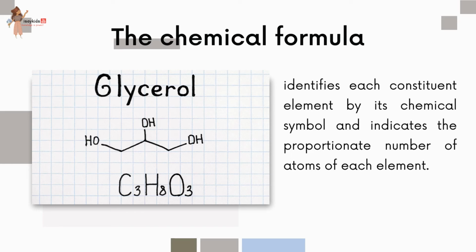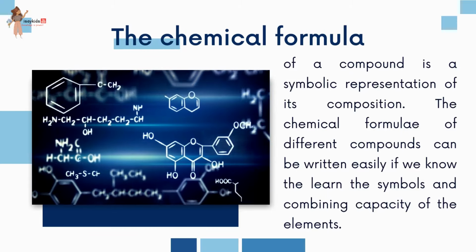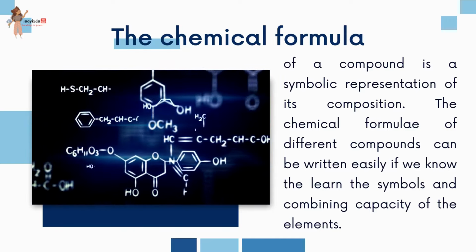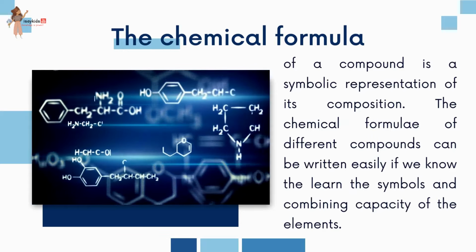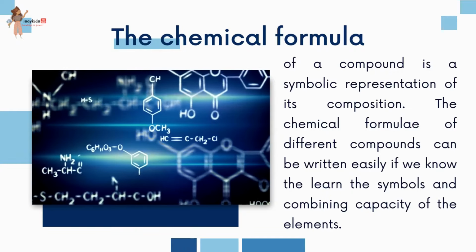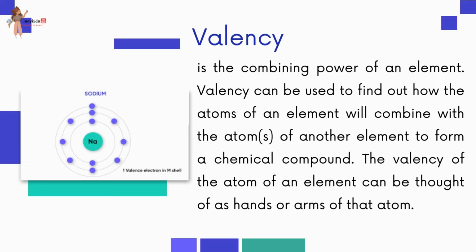Writing chemical formula. A chemical formula identifies each constituent element by its chemical symbol and indicates the proportionate number of atoms of each element. That is, chemical formula of a compound is a symbolic representation of its composition. The chemical formula of different compounds can be written easily. For this exercise, we need to learn the symbols and combining capacity of the elements. The combining capacity of an element is known as its valency.